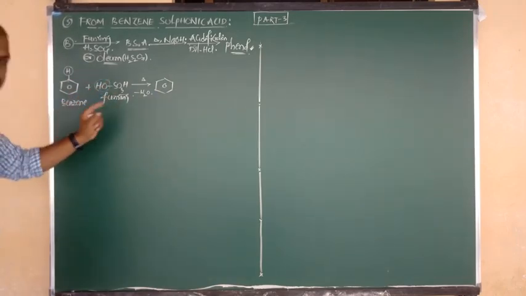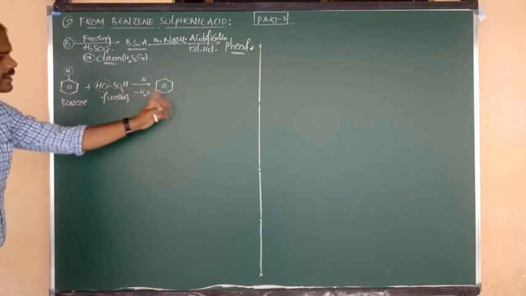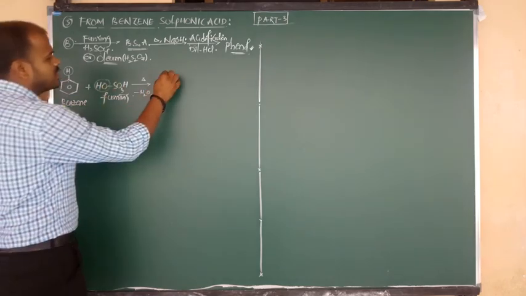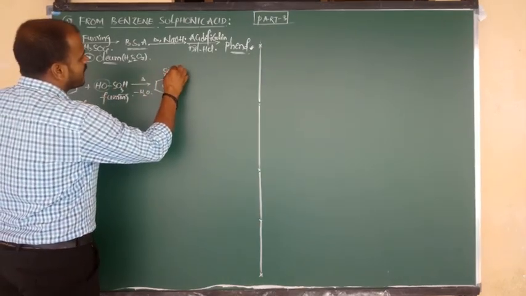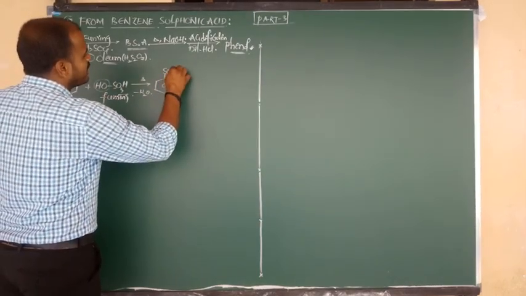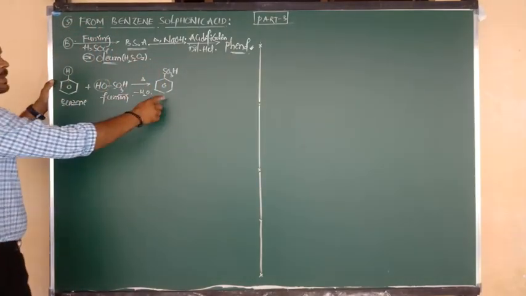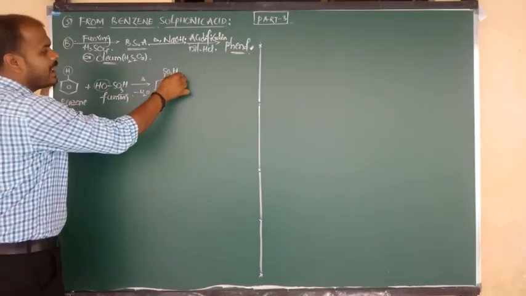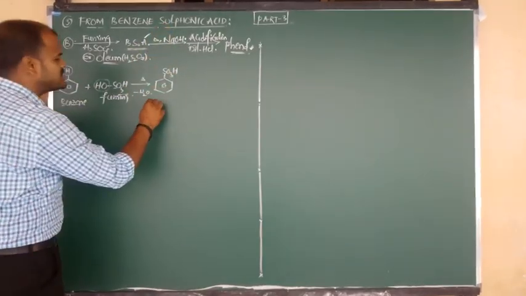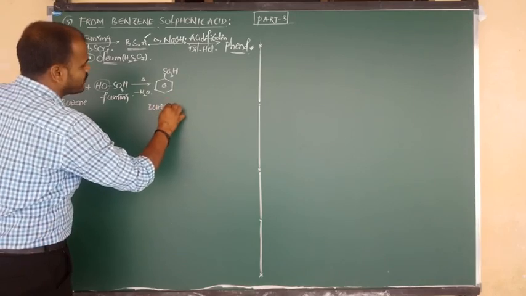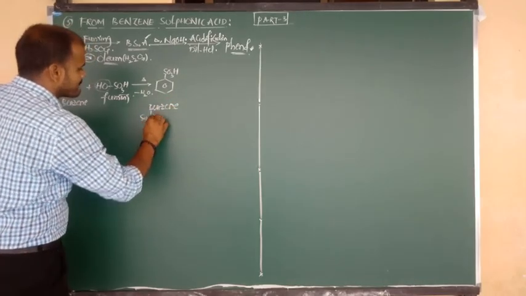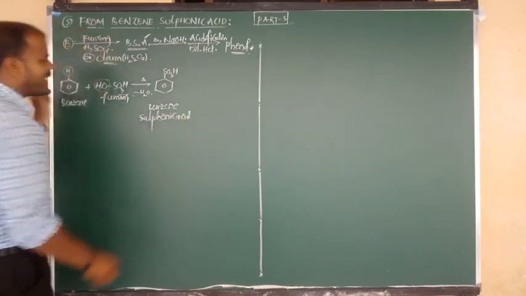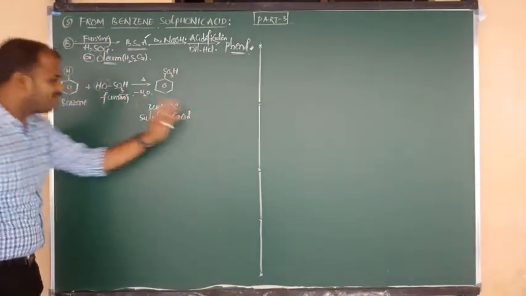Benzene on reaction with fuming sulfuric acid gives the product, benzene connected to SO3H. So here directly we have to attack the group. This is called benzene sulfonic acid. H means acid. So this is your product. The product name is benzene sulfonic acid, prepared from benzene.